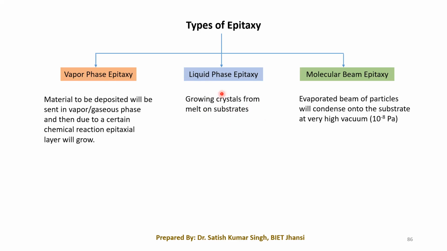In these cases, the thickness control is very bad. We cannot have a uniform thickness of the epitaxial layer. But in molecular beam epitaxy, the control is very excellent. You can have very accurate control over the thickness of your epitaxial layer as well as the doping profile. It is one of the most complex systems, but it has excellent properties, molecular beam epitaxy.